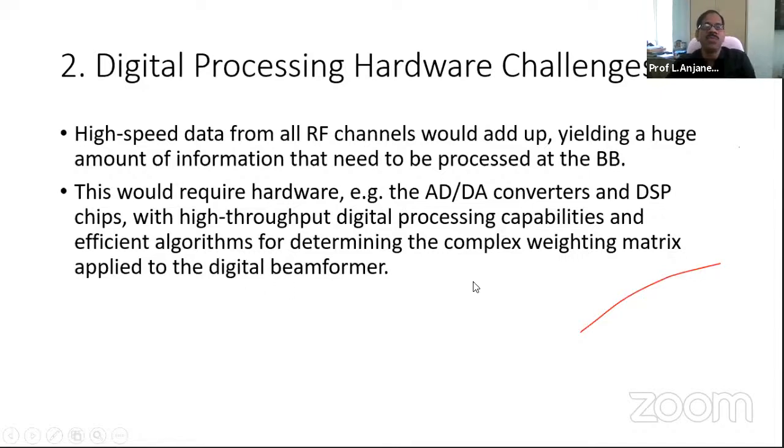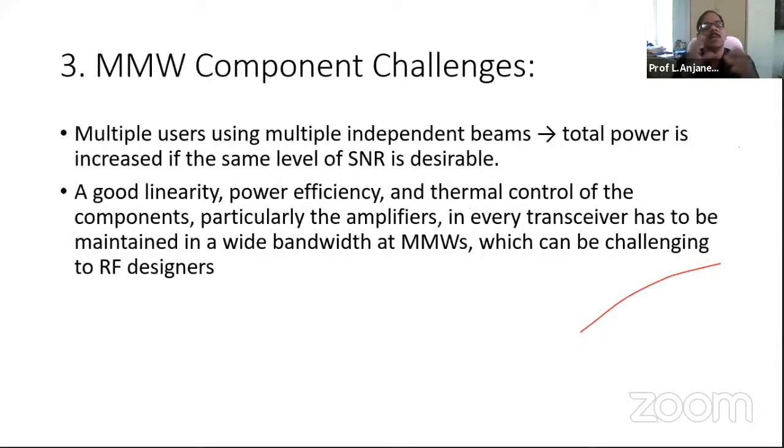Digital beam formers are required to form the beam, steer the beam and generate the beams. This is another challenge. The third challenge is millimeter wave components themselves. Multiple users use multiple independent beams. Remember, 5G technology offers one beam for each user. This is a very unique characteristic of 5G technology. If I'm using my mobile phone, there is a separate beam dedicated for me from the tower only to me. That is called multiple users using multiple independent beams.